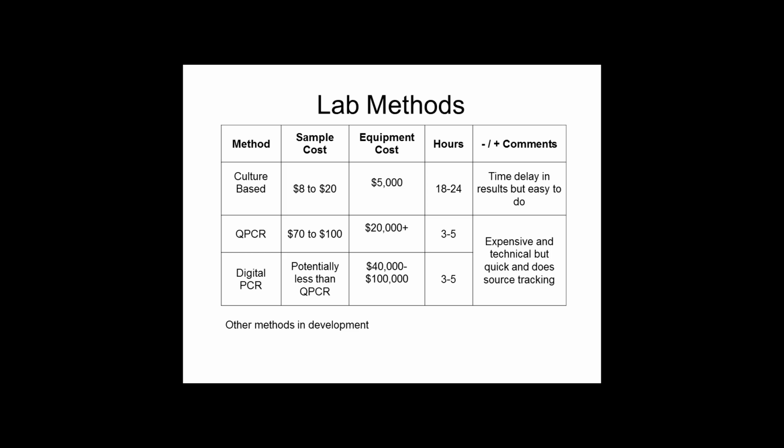So lab methods. Now you're in the lab, what kind of options do you have? Well, the traditional one is the culture-based methods that we've been talking about. The sample cost usually is about $8 to $20, depending on how you're doing it. The equipment cost, you need an incubator. So you need some of this equipment to do the culture-based methods. And that's about $5,000 to get your lab set up for that.